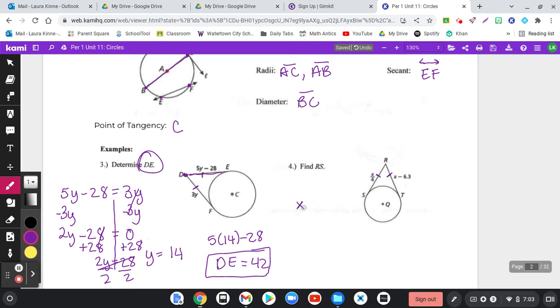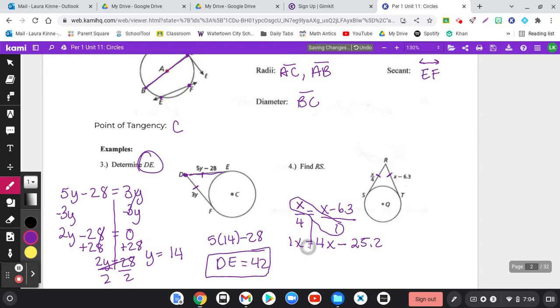Don't be afraid of a fraction. X over 4 equals x minus 6.3. Well, the only thing over here is that if you want to get rid of this fraction right away, you can cross multiply. So 1 times x is 1x, and then we'll do 4 times x minus 6.3. Don't forget to distribute. So 4 times x is 4x. 4 times 6.3 would give us minus 25.2.